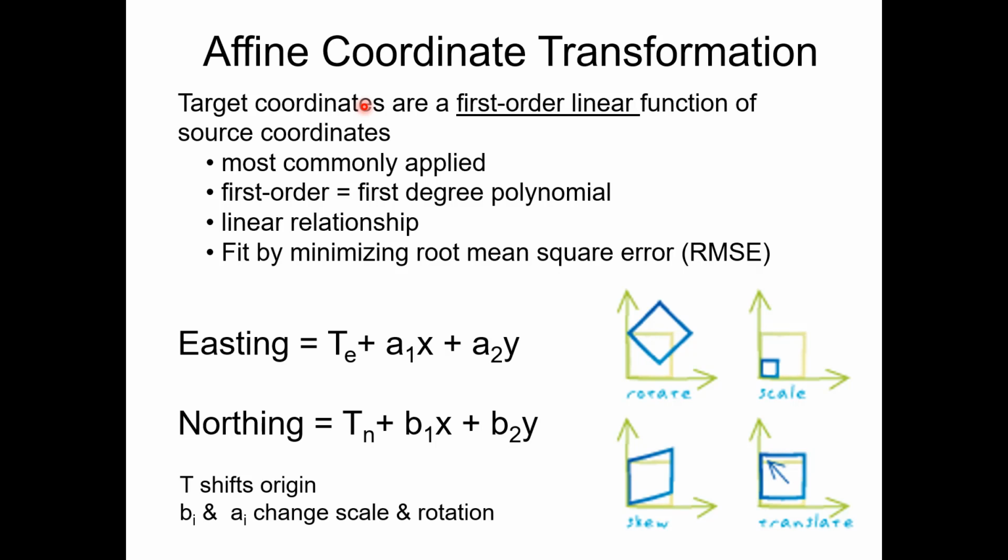And so again, I'm not going to ask about specifics as far as understanding the linear equation, this first order linear function, but just understand that affine coordinate transformation is the most commonly applied approach. It is some type of linear relationship that's being used for this type of transformation. And then importantly, and we'll talk a little bit more about that, by fitting using this transformation, you can essentially estimate the root mean square error. That's really important because by estimating that, we can get an idea of the amount of error that's taking place in our georeferencing process.